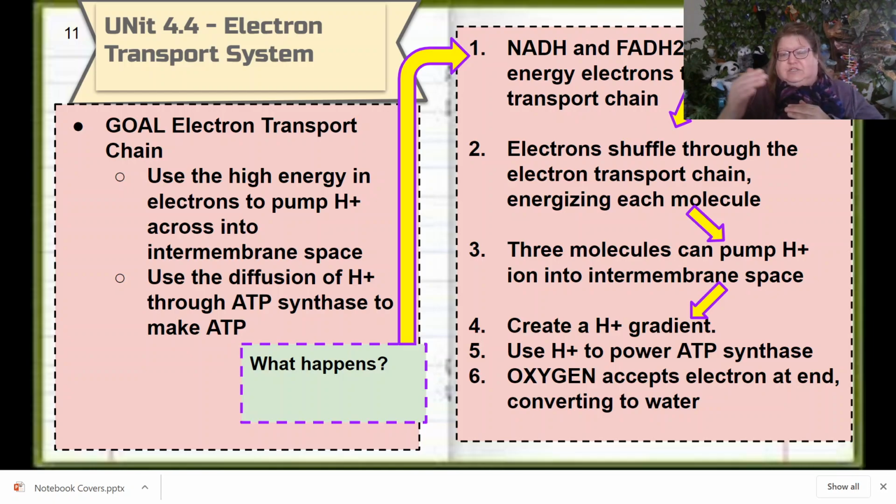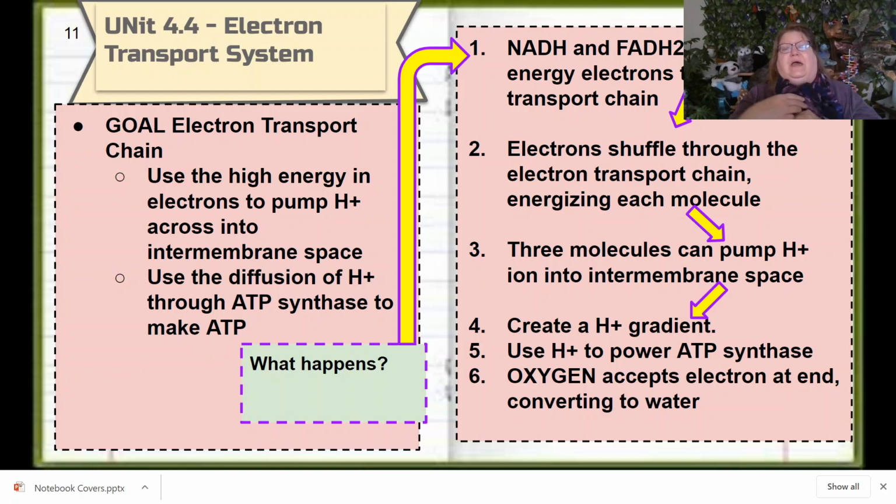and they're going to be moving the electrons down. So the electrons are shuffling through the electron transport chain, and each time those molecules get the electron, they get a little bit of excitement from that. And so we're dealing with energy here, and each time they pass the electron on, they're getting excited. Now, that energy that they have can be used to pump hydrogen ions across. And that's the key. Once we pump hydrogen ions across, we're making a high concentration of hydrogens.